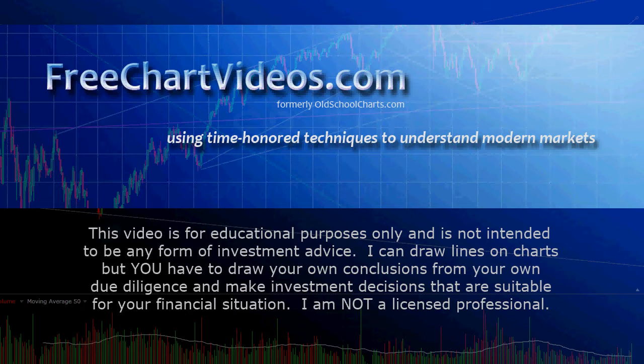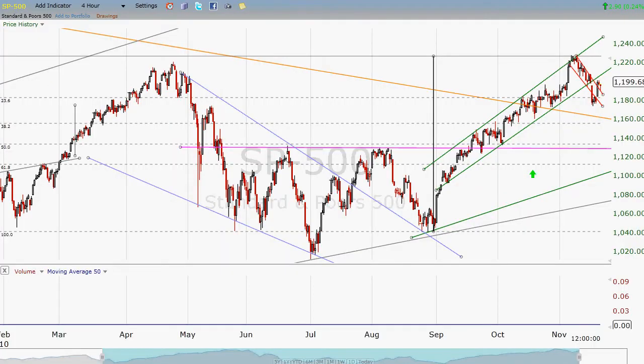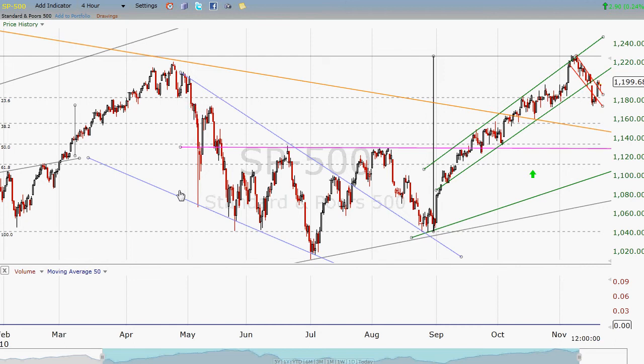So let's look at the S&P 500. I want to remind you again about the big picture. And the big picture is we had this April high. And the April high led to the flash crash that actually took down prices out of the ascending channel that had been working for about a year. And then we formed an inverse head and shoulders pattern, pretty clear.